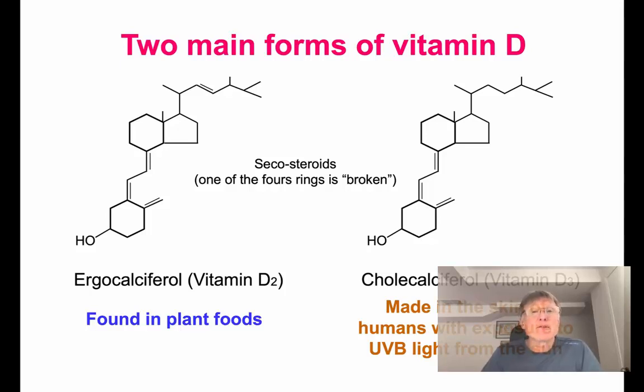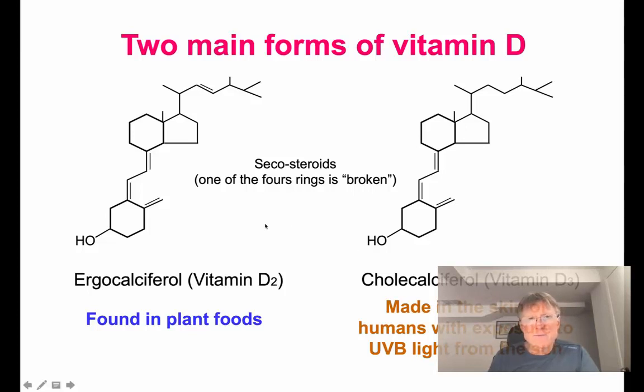But there are two main forms of vitamin D. One is what we call ergocalciferol or vitamin D2, and the other one is cholecalciferol or vitamin D3. So vitamin D2 is mostly found in plants, and vitamin D3 is more in animal products, and is the one that we form in our skin when we are exposed to light. We're going to understand a little bit more.